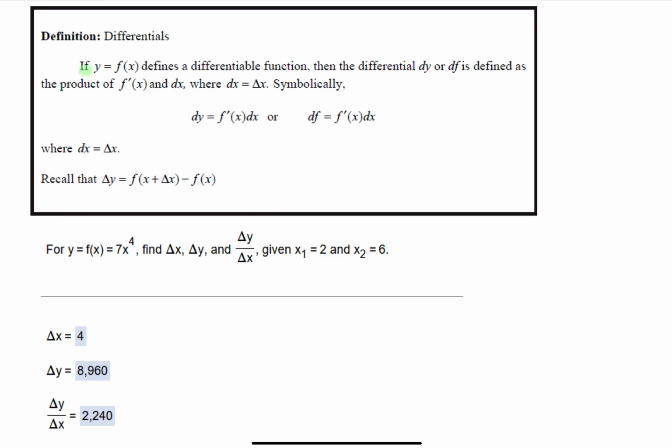If y is equal to f of x, a defined differentiable function, then the differential dy or df is defined as the product of f prime of x and dx, where dx is equal to that little triangle x symbolically, and this is your formula. And you would say, Miss, what does all of this mean? I have no idea. Well, let's get there.